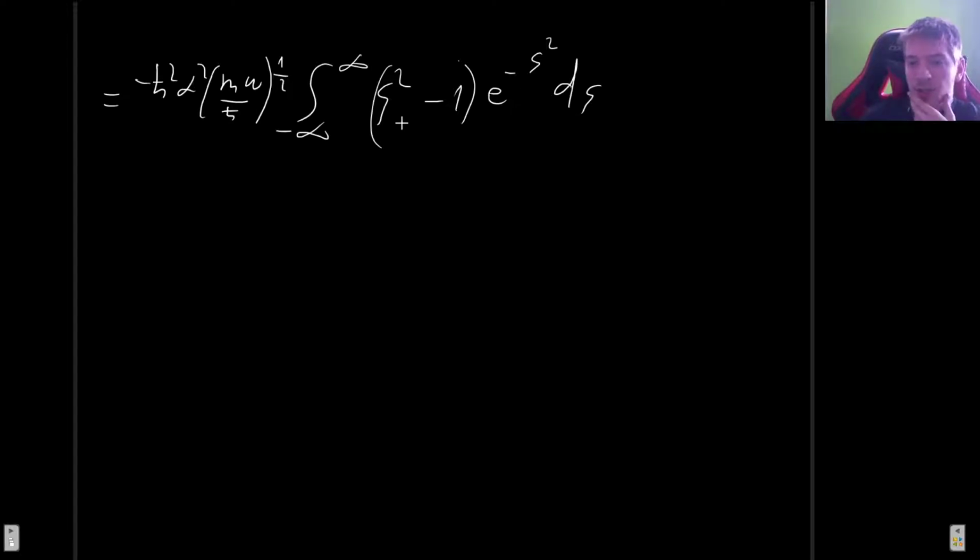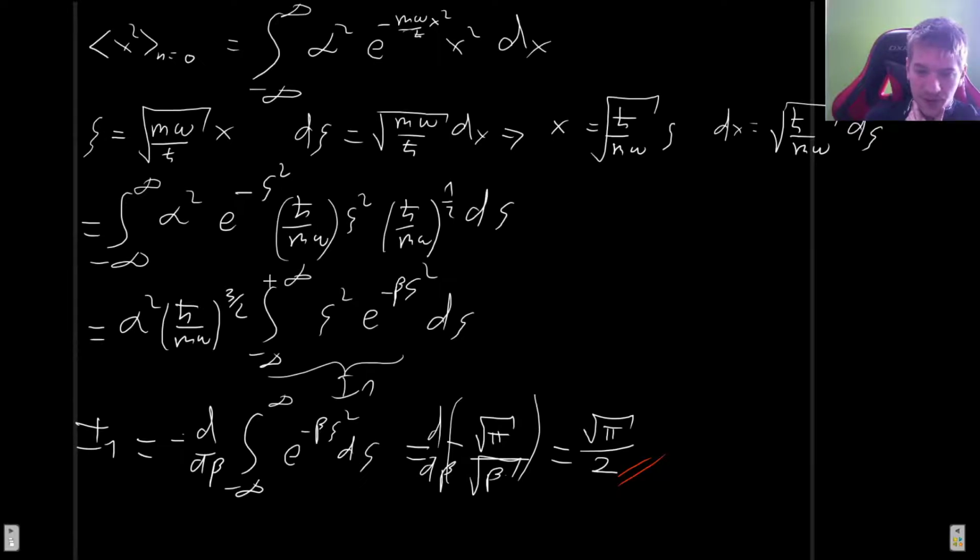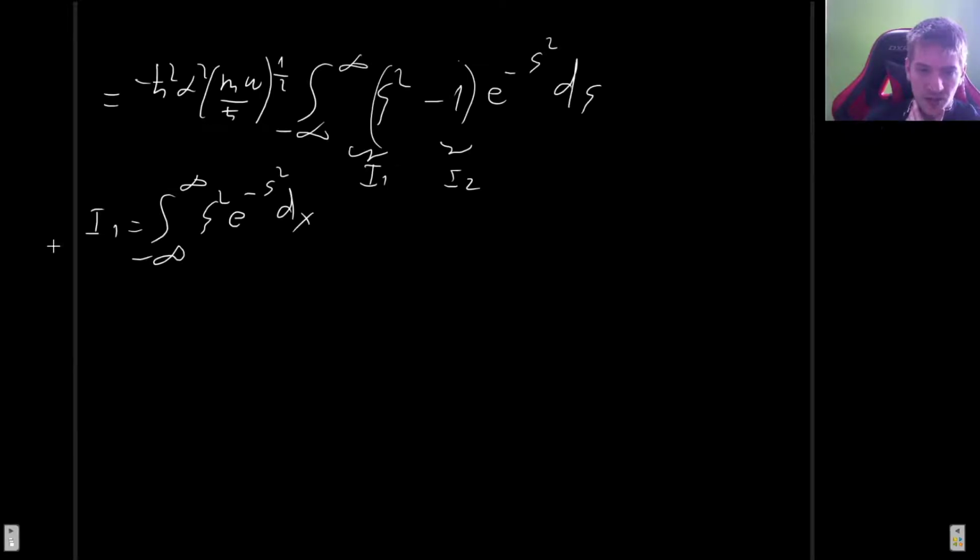Okay, so here we have two integrals. Let's call this one I1, this one I2. So the first integral is just going to be the integral from minus infinity to infinity of xi squared e to the minus xi squared dxi. We already solved this though, right? We did this in the first part. It was right here. And we saw that its value is square root of pi divided by 2. So there's no need to solve it again. It's square root of pi divided by 2.